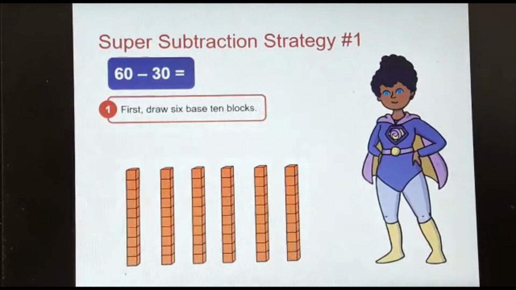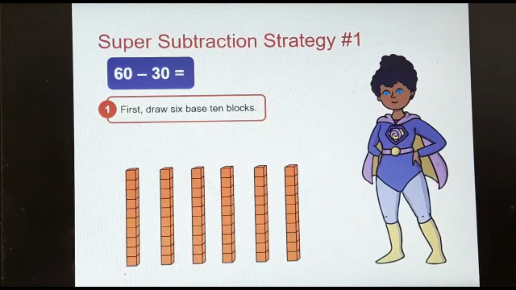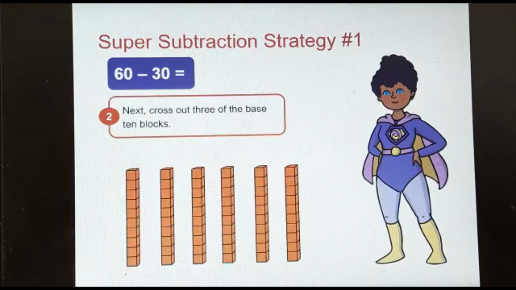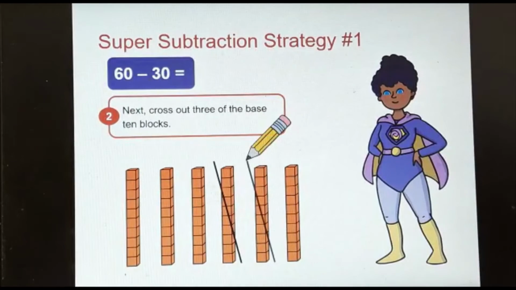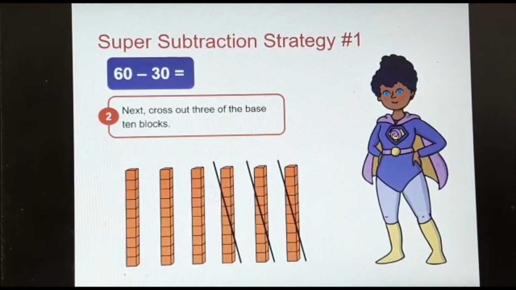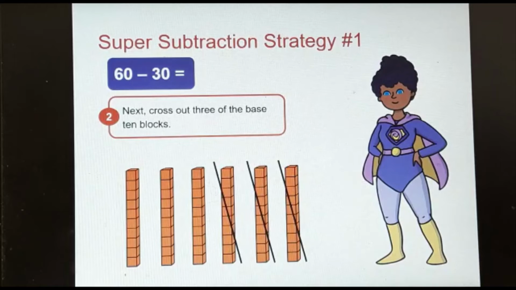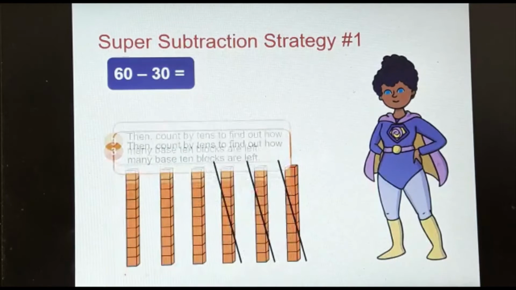Now, let's tell them the rules. The first step, according to strategy 1, will be that they will be drawing 6 base 10 blocks. So that means it is automatically which number? 60. Then, next step, they will cross out 3 of the base 10 blocks because the number given over here is 30. That means cross out 3.